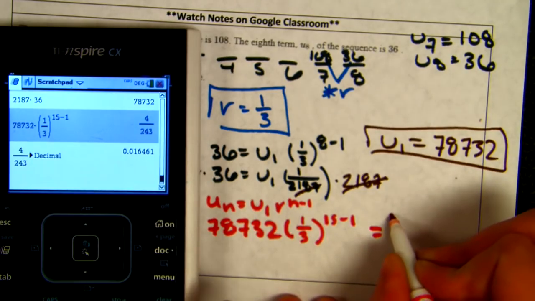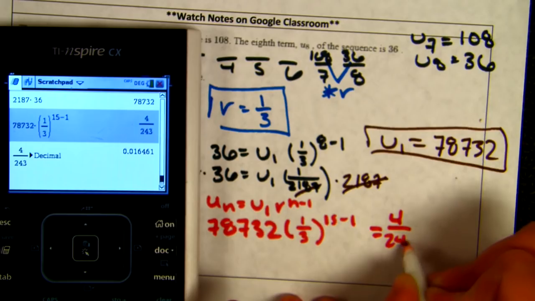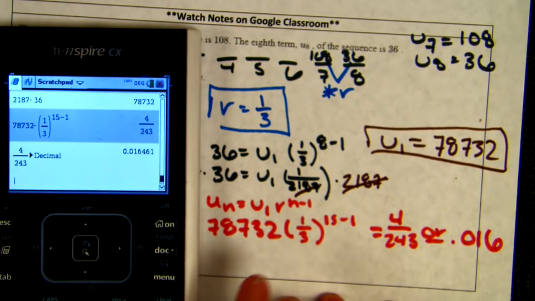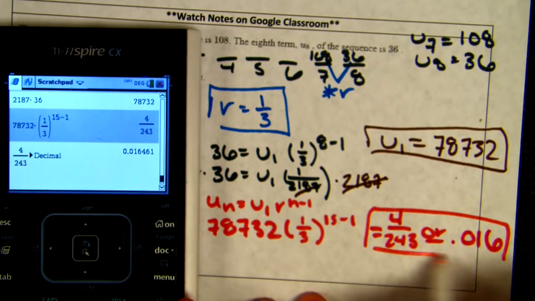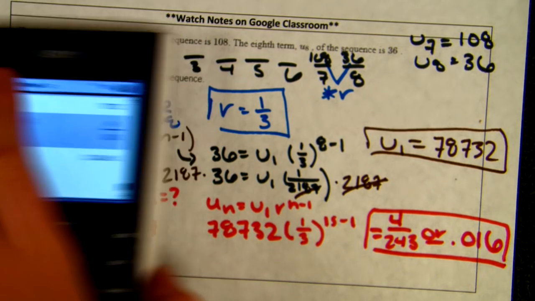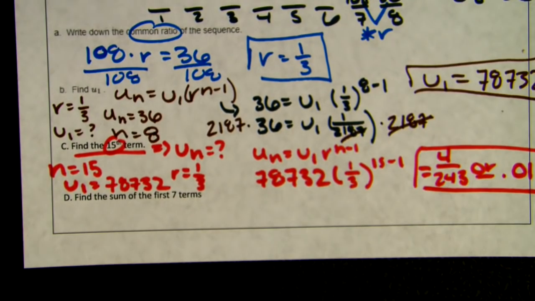So I'm going to write both. 4/243 or 0.016. So my two answers can be found over here in the corner. Moving on to our last one, so exciting.